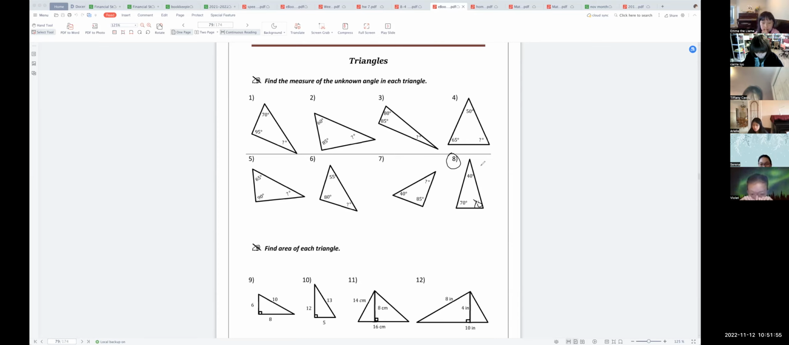Also 4. So am I supposed to see 70 and 70, because they both have the same exact angle? Okay, very good. They have a name. It's called an isosceles triangle. Isosceles triangles.